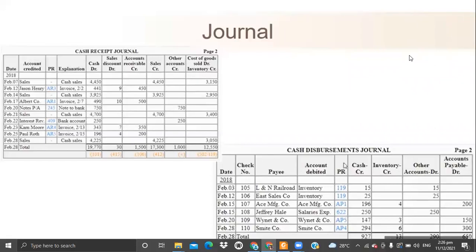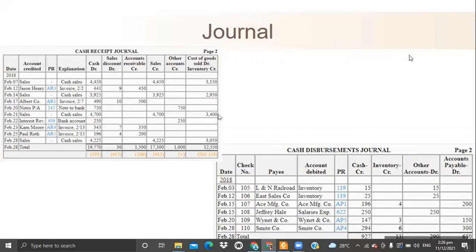Ito naman PR, ito yung ginagamit natin pag meron na tayong chart of accounts. Ito yung mga number nila. Mamaya ipapakita ko kung ano yung itsura ng chart of accounts natin. Cash, credit, syempre pag mayroon tayong mga purchases or expenses, credit yung cash, di ba?